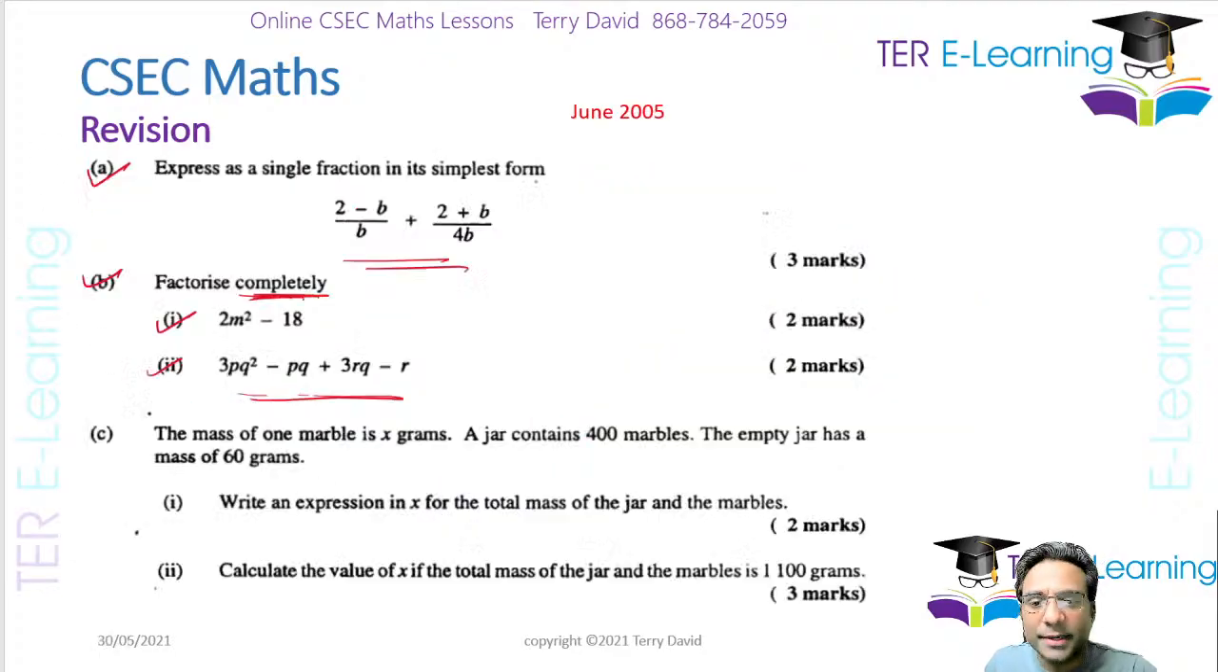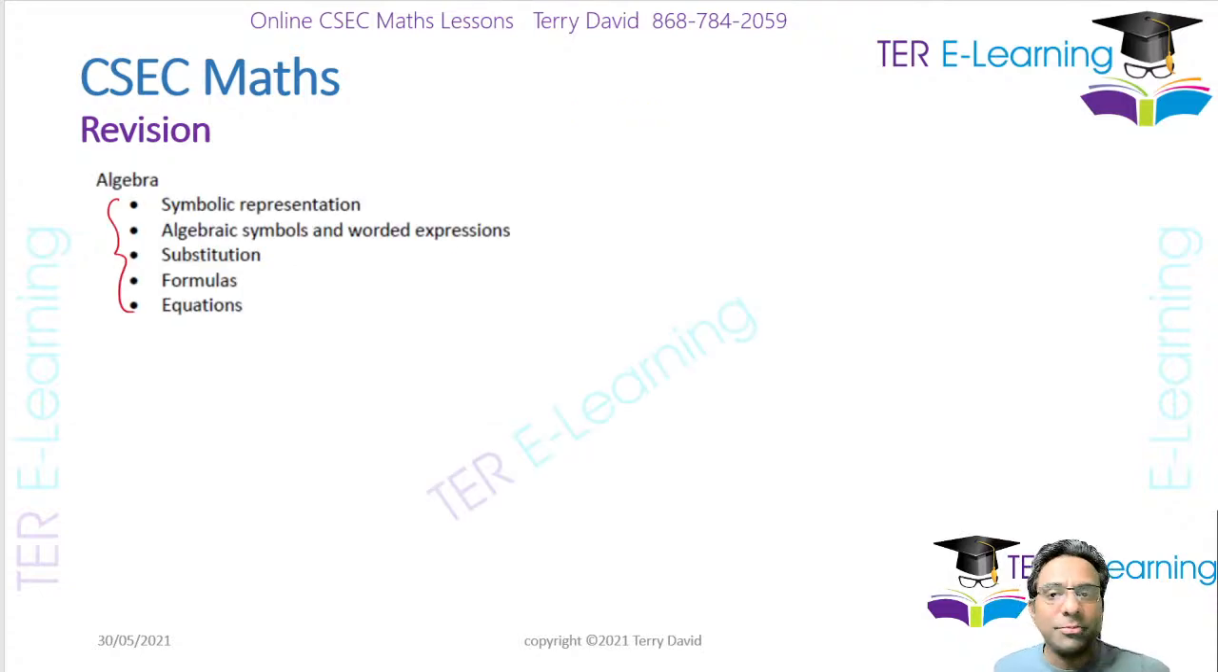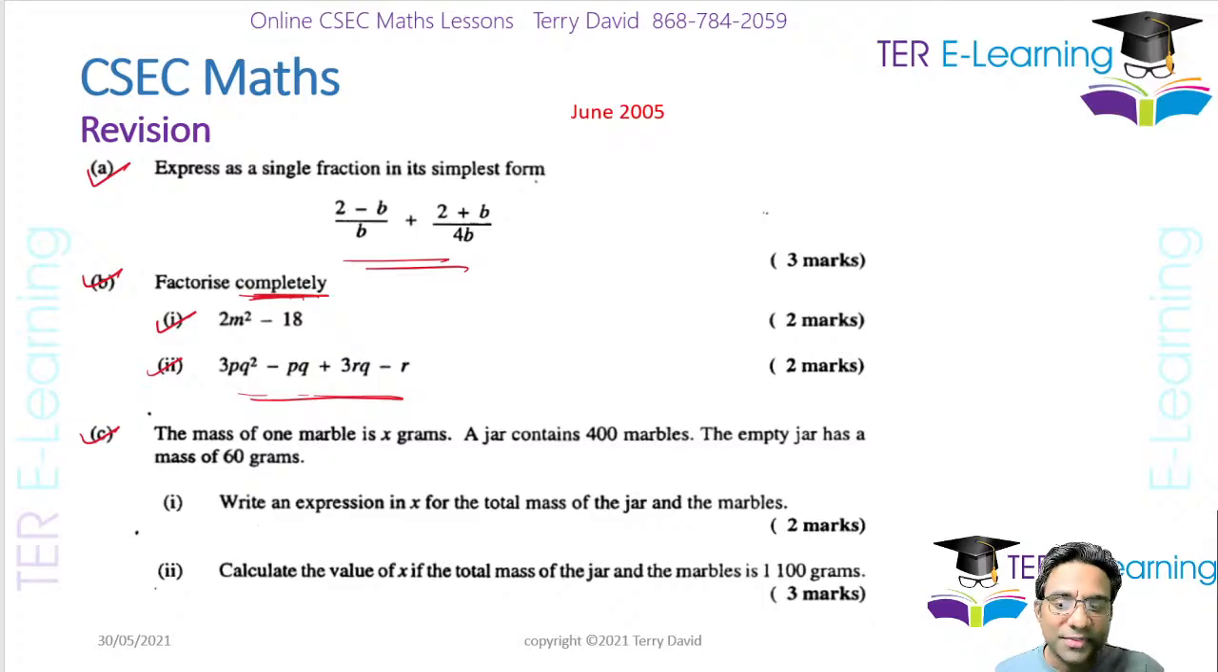So that is B part 2. So that takes care of that. Now part C. CSEC kind of said something about this. They said you're going to get something related to algebraic symbols and worded expressions. What that means is that CSEC is going to give you a question with words, and you have to come up with an equation or an expression given those words. So let's look at this question from this paper here.